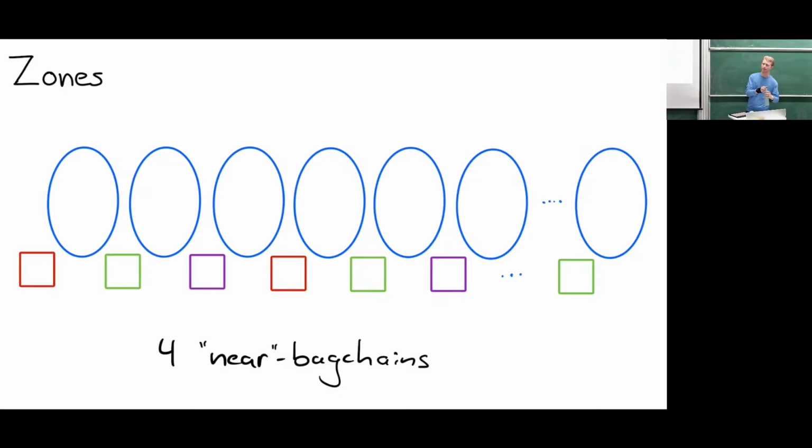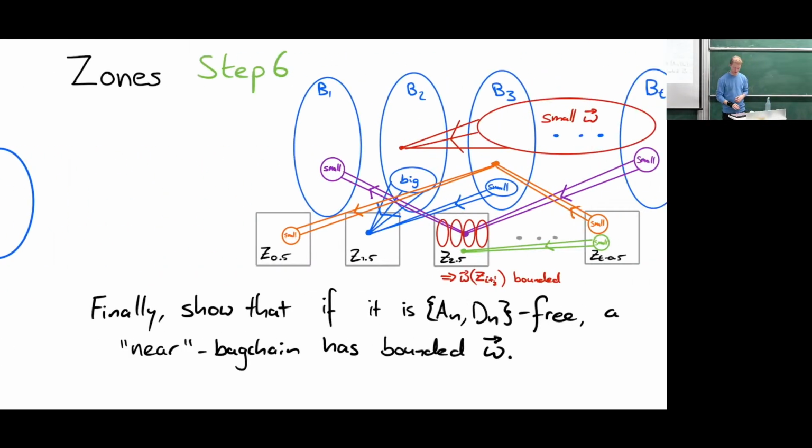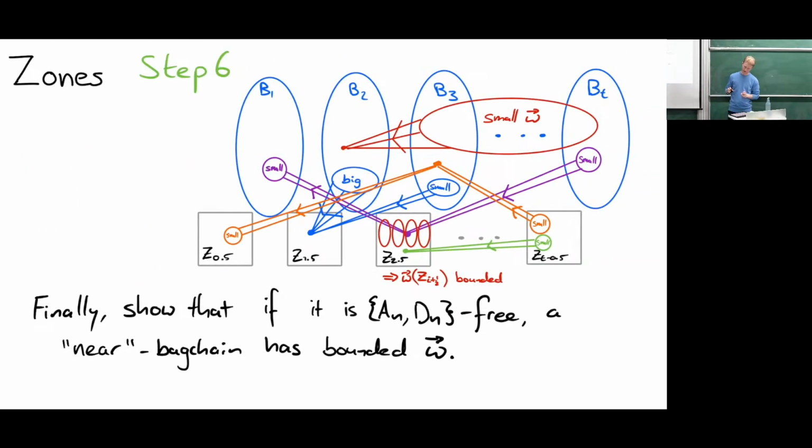Additionally, within such a near bag chain, we can merge bags that are adjacent and of small dichromatic number to get a lower bound for them as well, so we have some sort of range that their dichromatic number is in, but we don't exactly know. It turns out, however, that this is enough, because finally we can show that these near bag chains, if they're A and DN free, have bounded dichromatic number, and we have 4 such near bag chains. So if we can show that, then we're done.